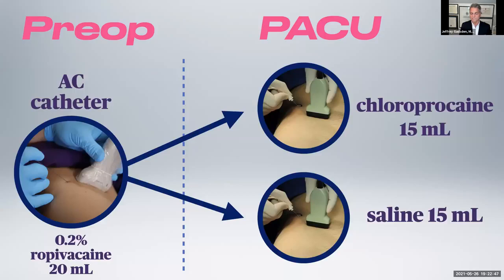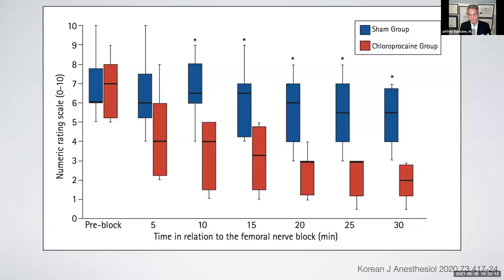Then they got randomized to get a femoral nerve block on top of that, either with chloroprocaine or with saline. The thought being that if they're the same thing, then doing an additional femoral block as a single shot shouldn't make any difference. But if the femoral does offer more than an adductor canal, then the chloroprocaine group will experience even more pain control in the following minutes in the PACU. And sure enough, that was the case.